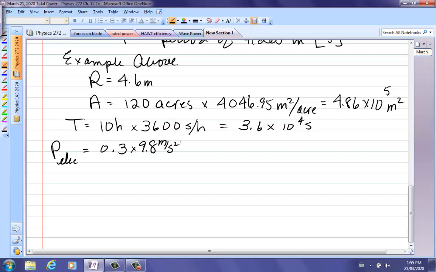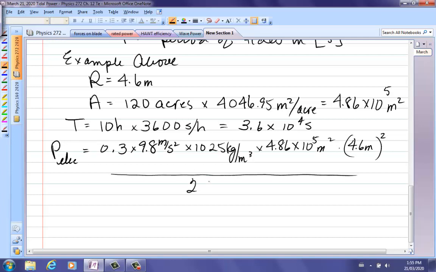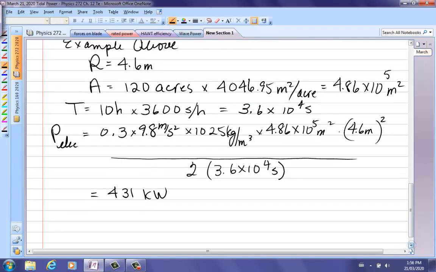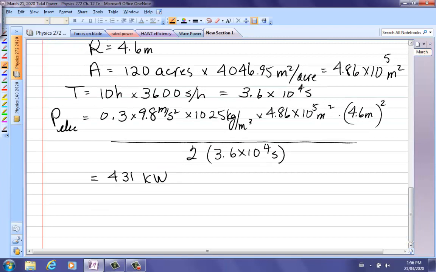Gravitational force is what's responsible for that gravitational potential energy of that water flowing out of that basin. Density of seawater. Area of the basin. And then tidal range squared divided by twice the tidal period, and this turns out to be 431 kilowatts. Okay, so that's the power available in that potential energy of water falling.